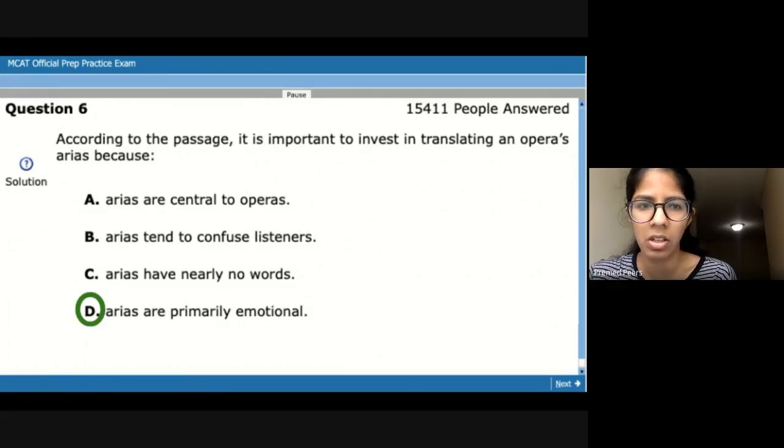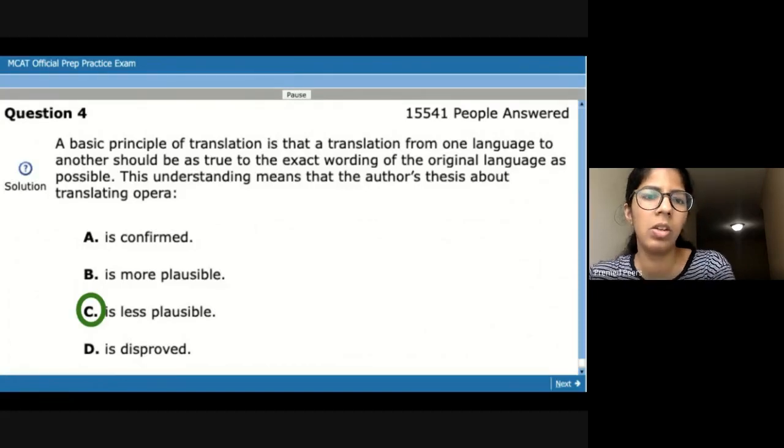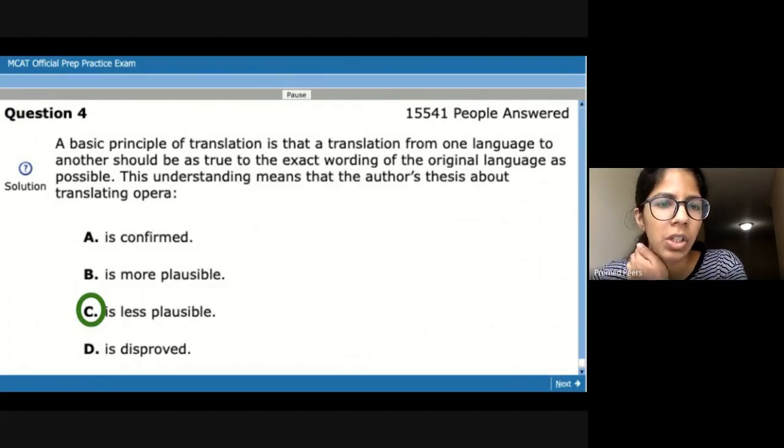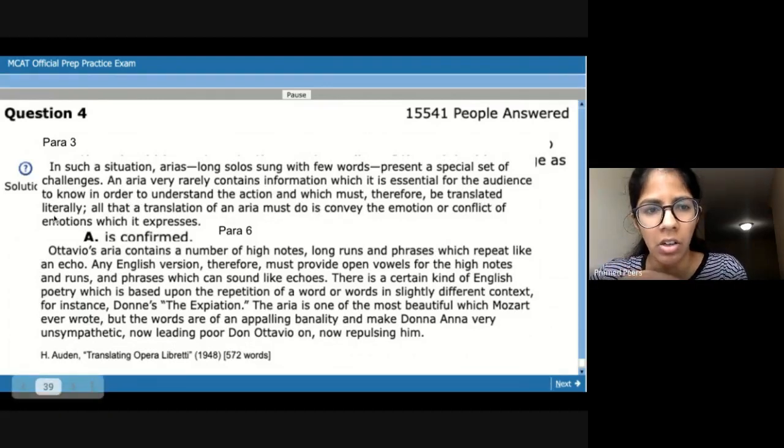Anyone have any questions on question 4? Yeah, so the author is making the argument that the translator should focus on capturing the emotion. So here it says an aria very rarely contains information. So skip this part of the sentence that must be translated literally. All that a translation of an aria must do is convey the emotion or conflict of emotions which it expresses. So does that make sense?